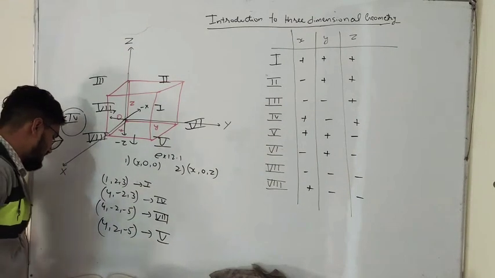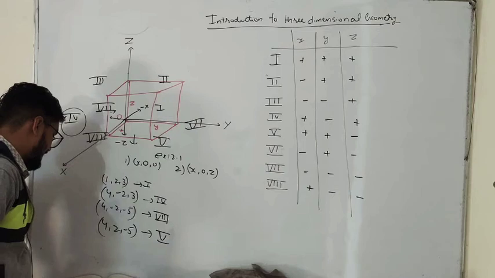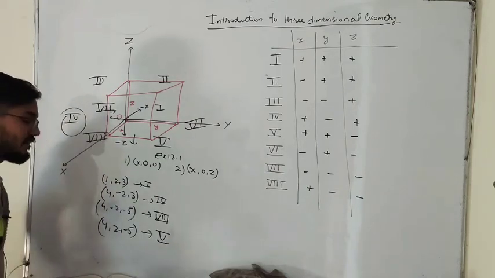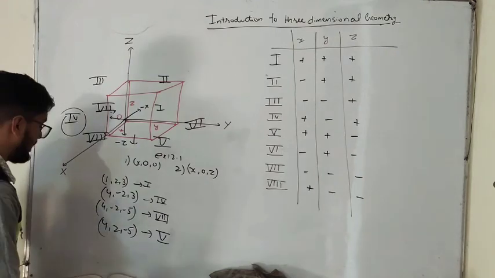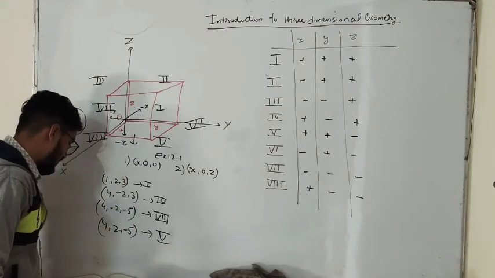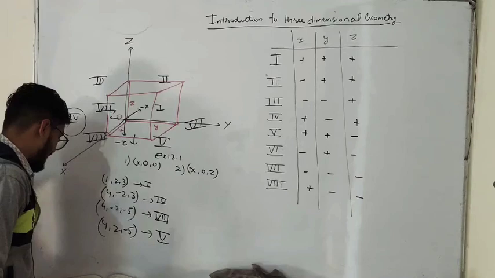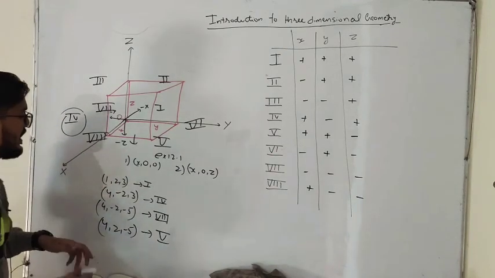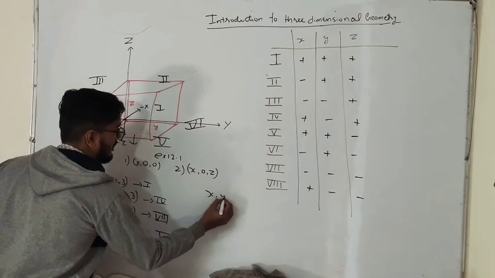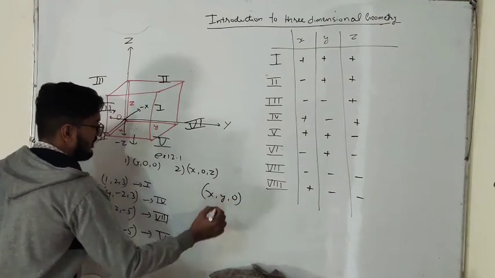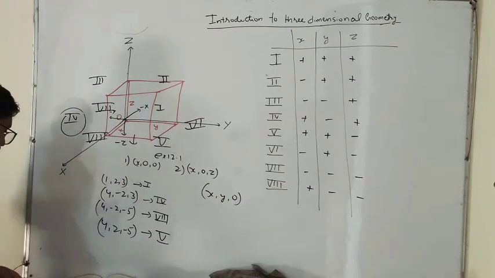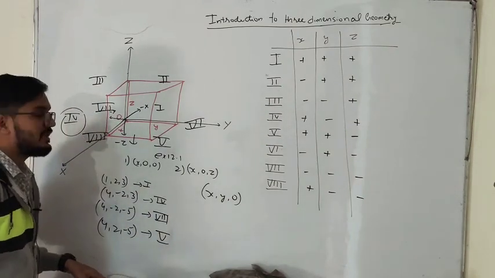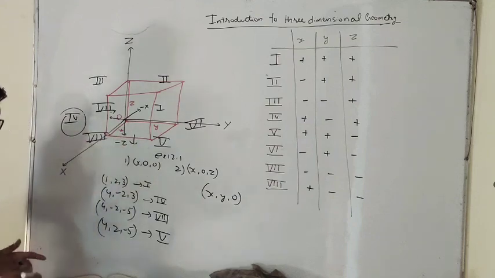Fill in the blanks. The x-axis and y-axis taken together determine a plane known as xy plane. The coordinates of points in the xy plane are of the form x, y, 0. Right? In this form, the coordinates will be. The coordinate planes divide the space into how many octants? 8 octants are there.